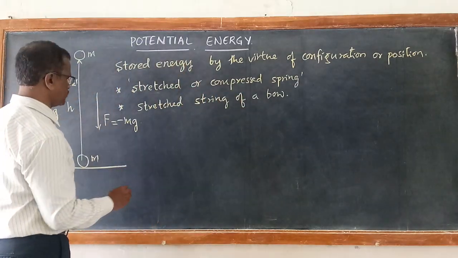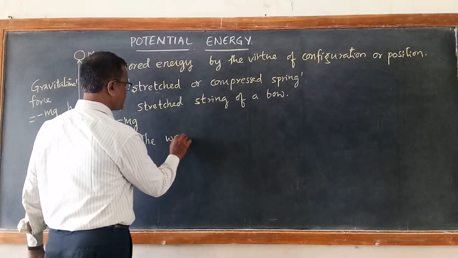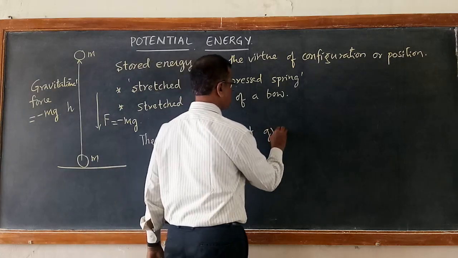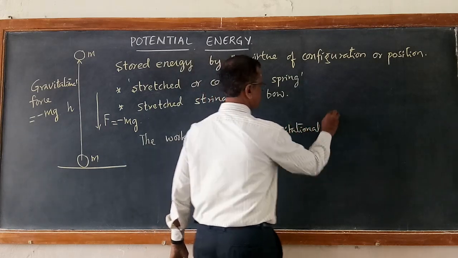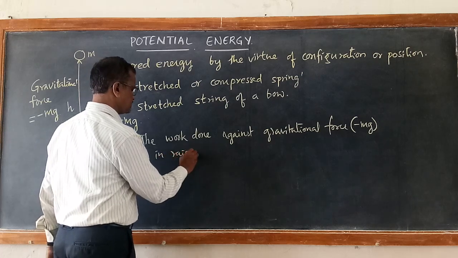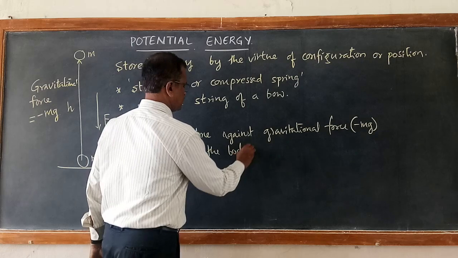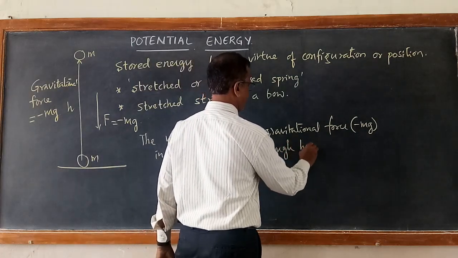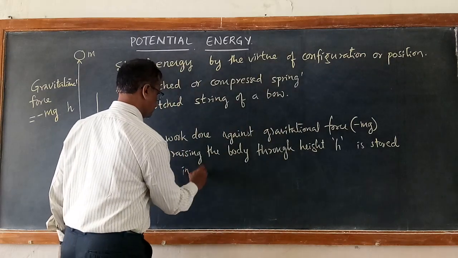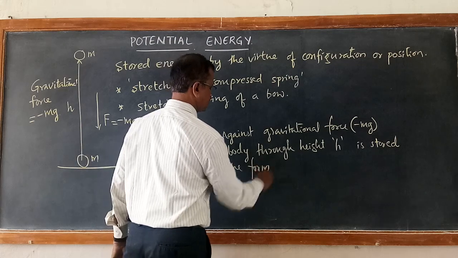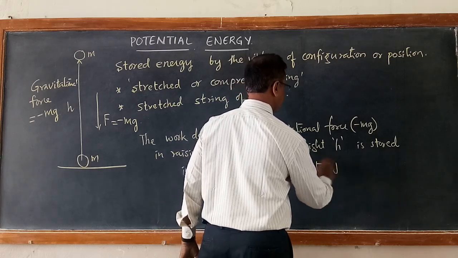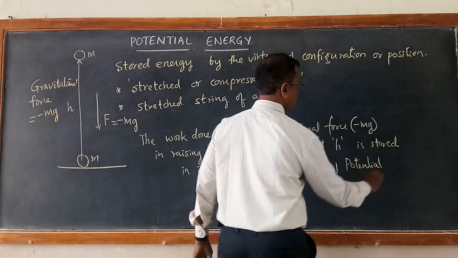So, such an energy is called potential energy. In this example of gravitational force, the work done against gravitational force, minus mg, in raising the body through height h is stored in it in the form of, particularly, gravitational potential energy. Gravitational potential energy.